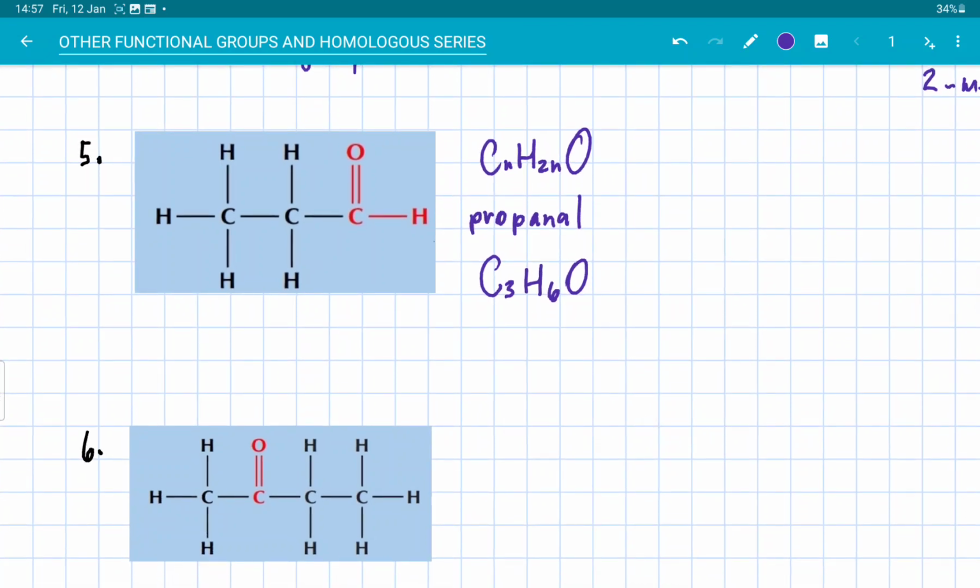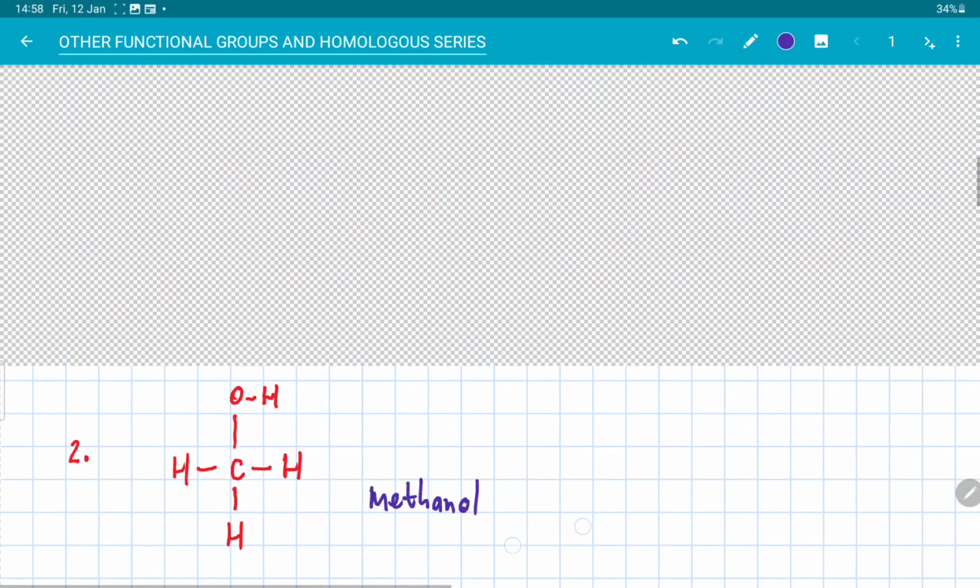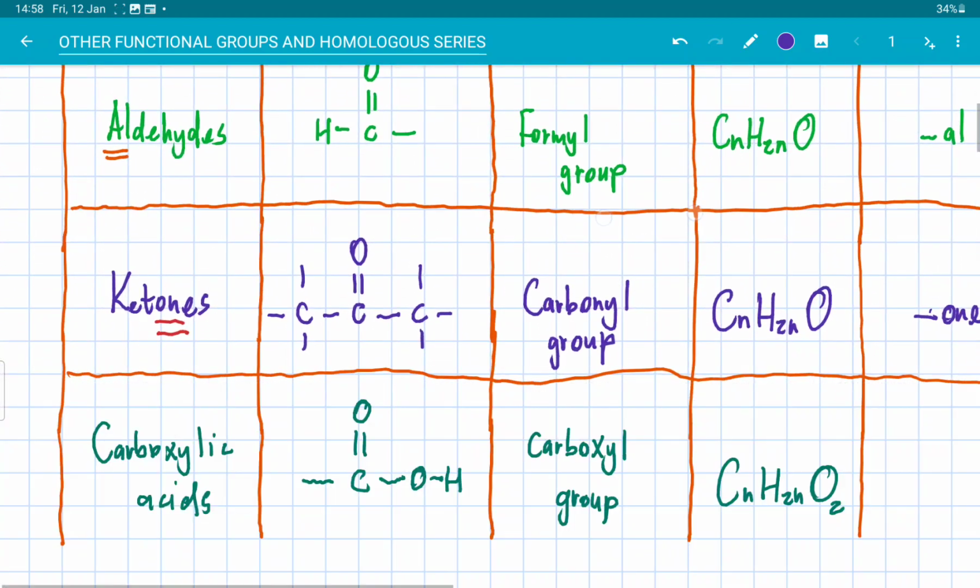Now here's a different story. Look at the C double bond O between two carbon atoms. Because of that, it cannot be an aldehyde, because the C double bond O in an aldehyde is attached to a hydrogen. So this is not an aldehyde. If you remember, that is a ketone, because the C double bond O is attached to two other carbon atoms. So that is a ketone.